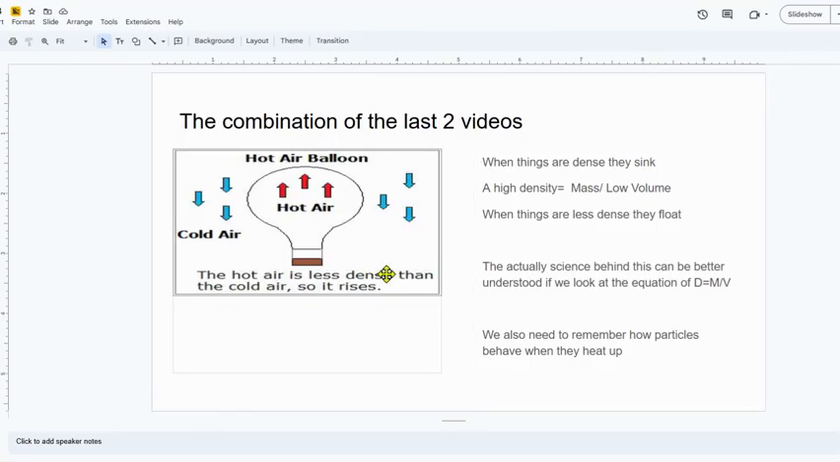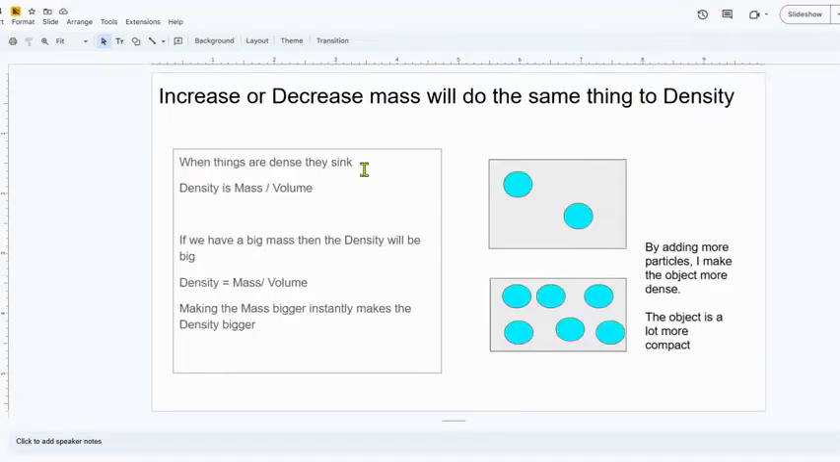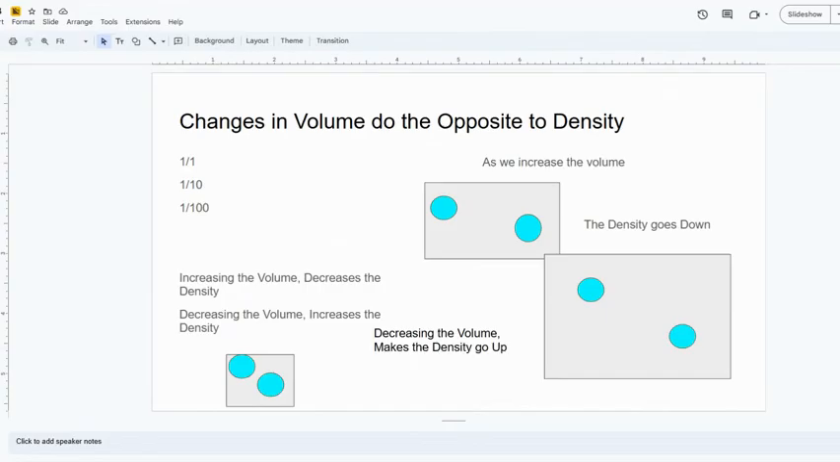So let's remember what density is. Density is mass divided by volume, how many particles we have in a given space. So right here, I have two particles in this box. In this box, I have six particles. So if we have more particles, it's more massive. We can also talk about the volume.